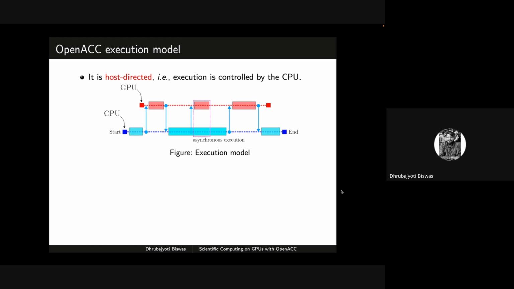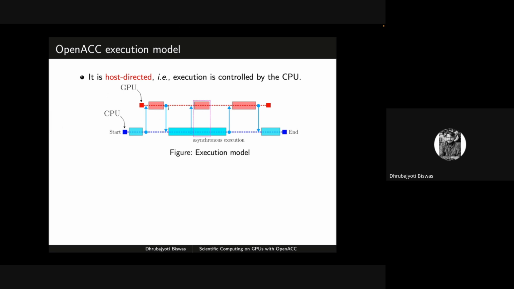So let's look at this figure. This will explain what it means. You can see two lines I have drawn, one in red and one in blue. This blue one represents the CPU and the red one represents the GPU. So the program starts executing from the CPU only. You will run the program on the CPU. You cannot directly run the program on the GPU. The CPU has to instruct the GPU to run something.